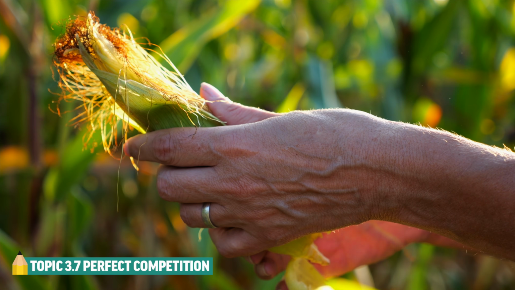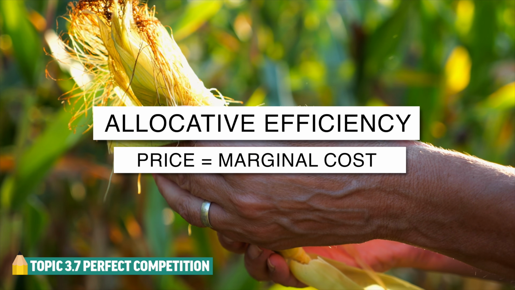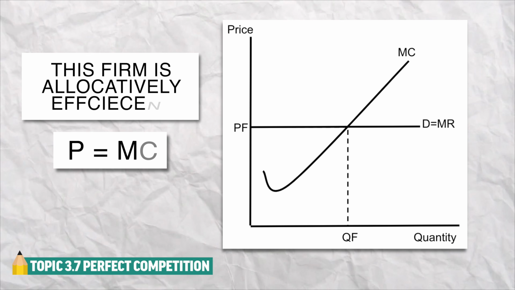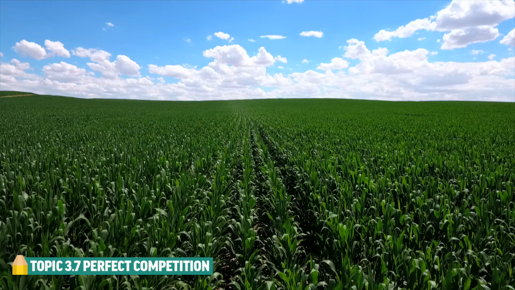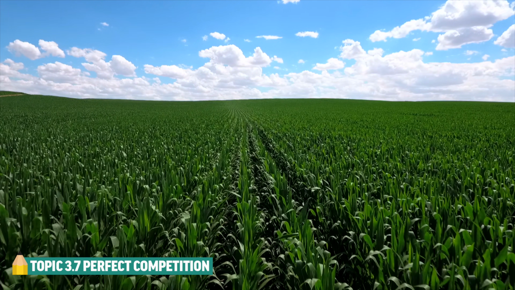A firm is allocatively efficient when the price of the last unit they produce equals the marginal cost of producing that unit. Now, because perfectly competitive firms have a horizontal demand curve, they are allocatively efficient in the short run and in the long run. The profit maximizing quantity equals the quantity that society wants, or the socially optimal quantity. Again, the price of that unit equals the marginal cost. You might be a little confused on this right now. It'll make more sense when we get to monopolies and we look at firms that are not allocatively efficient.